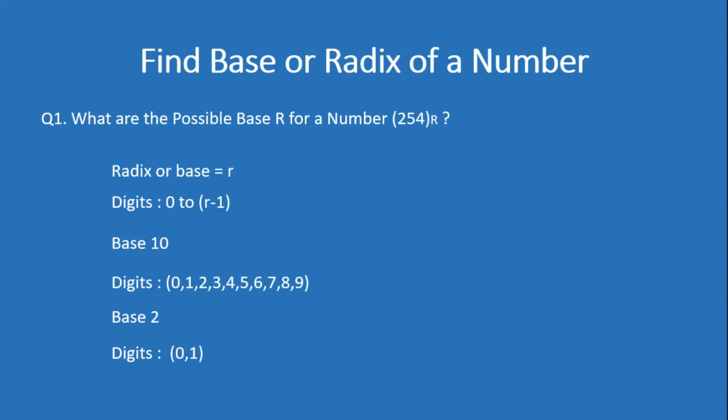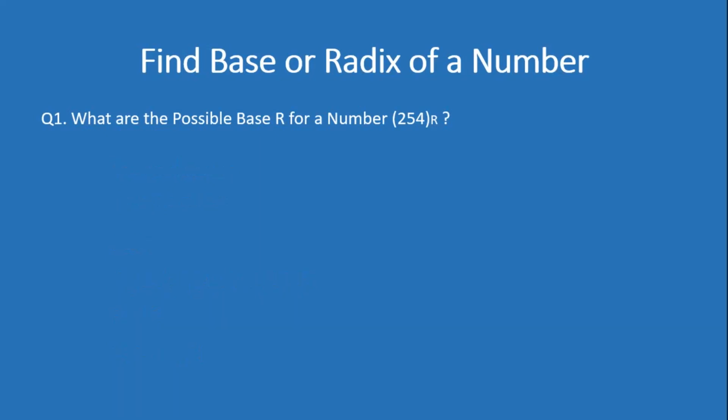Now we move to the question. In the question, we have to find the maximum value of digit in the number 254. So what is the maximum value of digit in 254? That is 5.